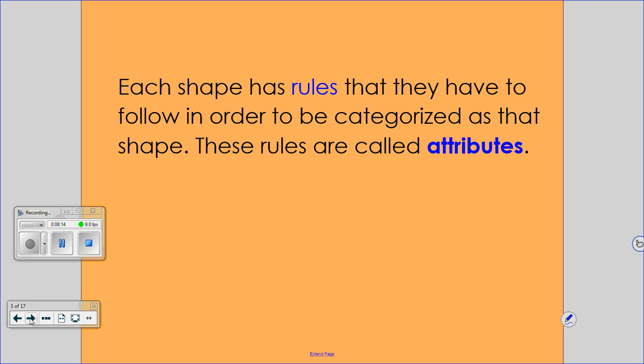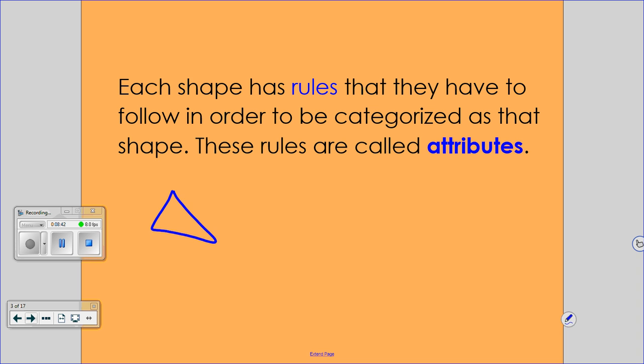Each shape has rules that they have to follow in order to be categorized as that shape. So if I have a shape like this, will that ever go in the rectangle category? No, because it's not following the rules of the rectangles. It does not have four sides. So that shape cannot be a rectangle. It's not following the rules.